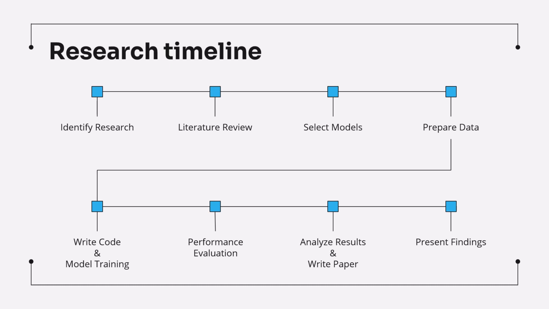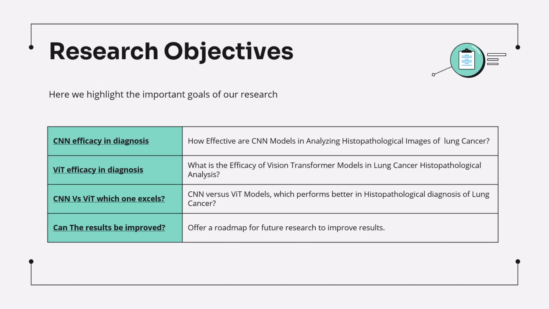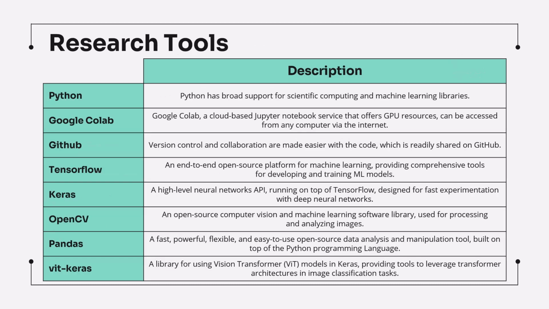So our research objective is very simple. We are trying to show the efficacy of both CNNs and vision transformers and possibly show which one performs better in analyzing histopathological imagery. So, our research tools.